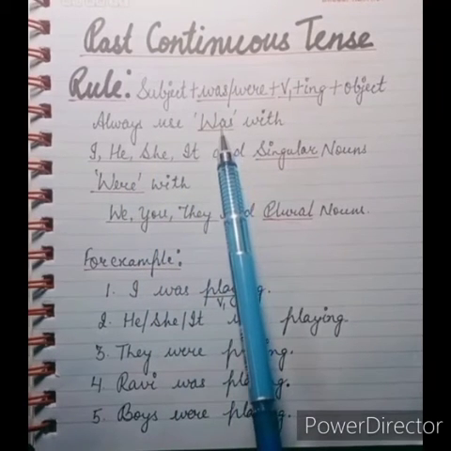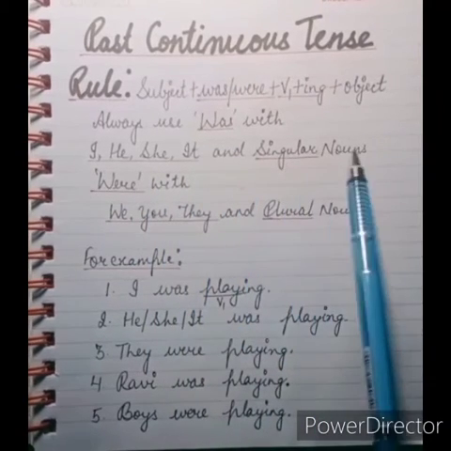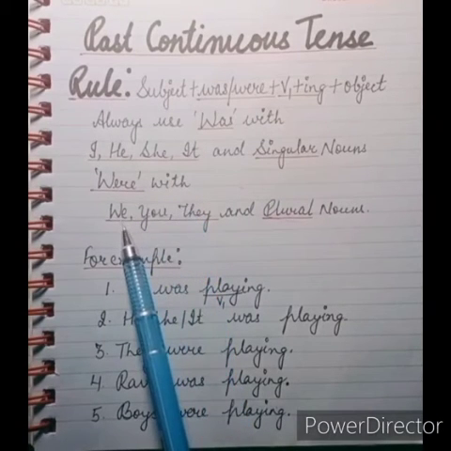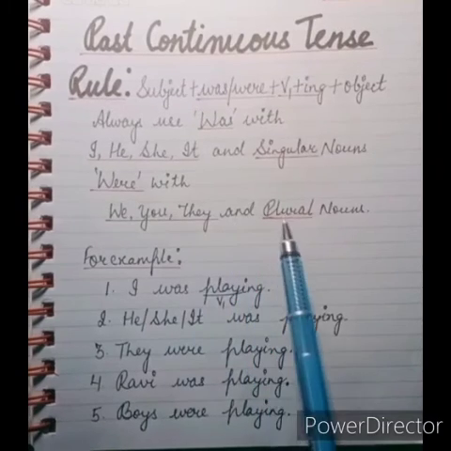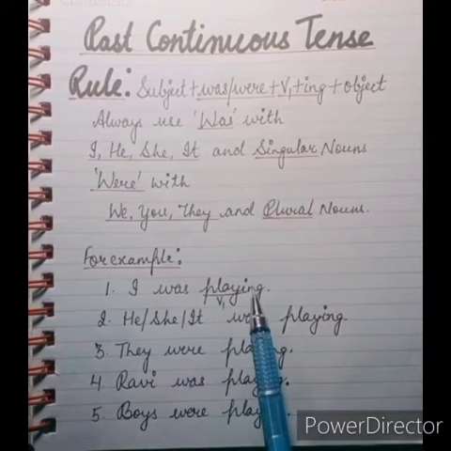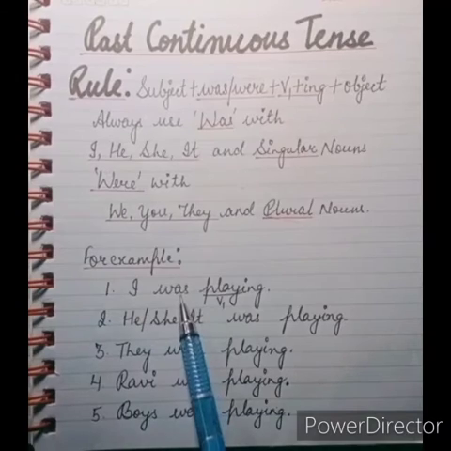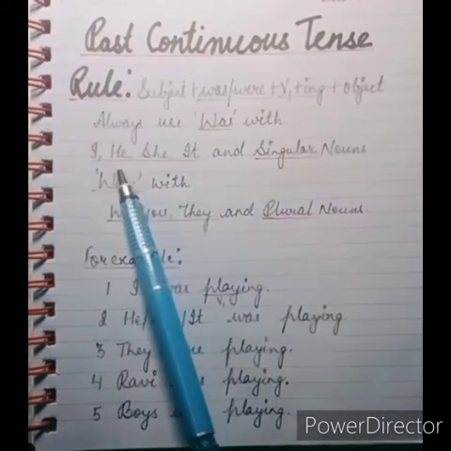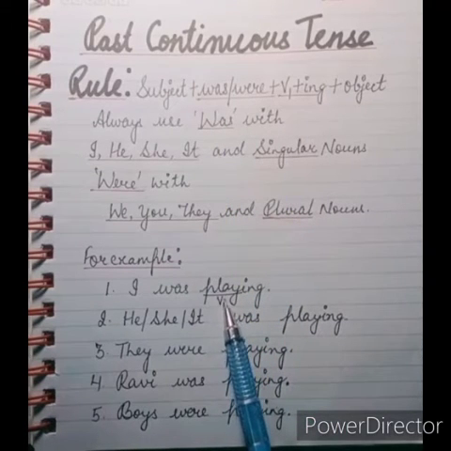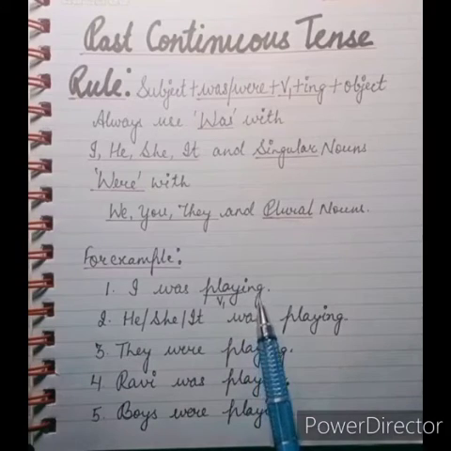You have to use was with I, he, she, it and singular nouns, and use were with we, you, they and plural nouns. For example, I was playing. Here the subject is I and we have used was because I told you with I you have to use was. And play is the first form of the verb and we just have to add ing and the sentence will become I was playing.